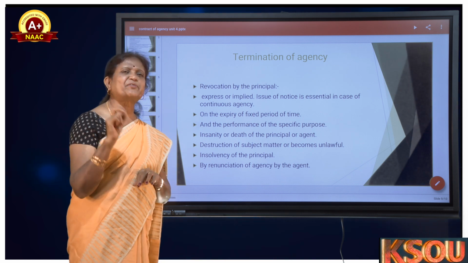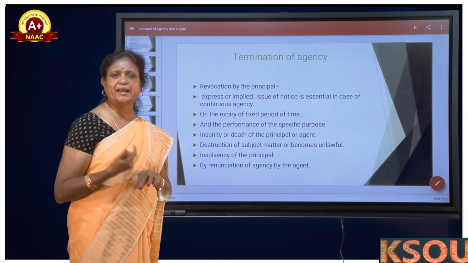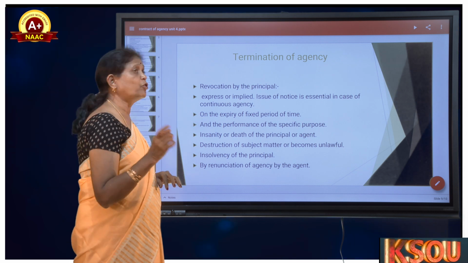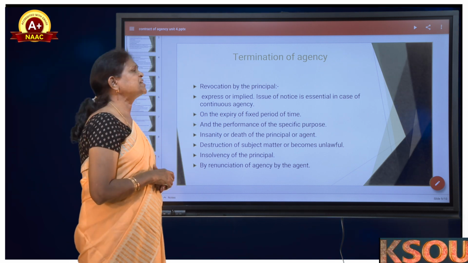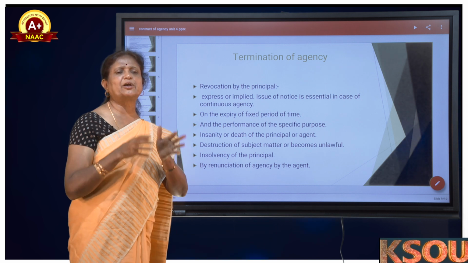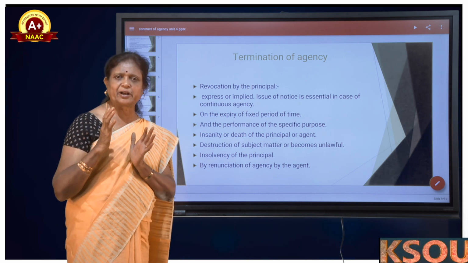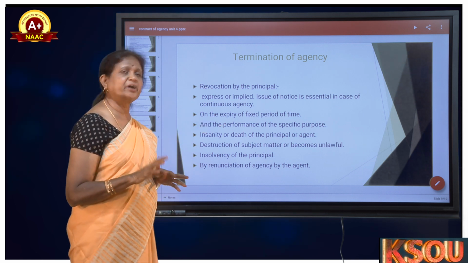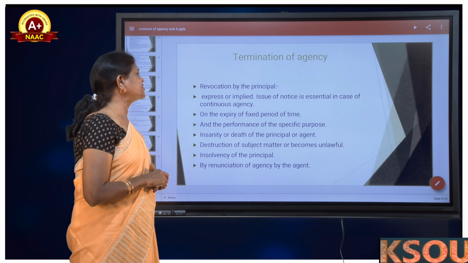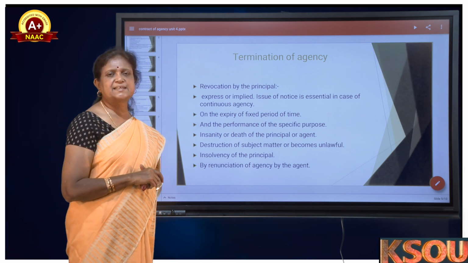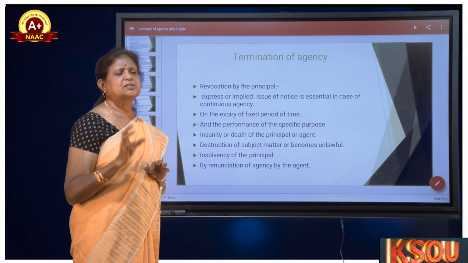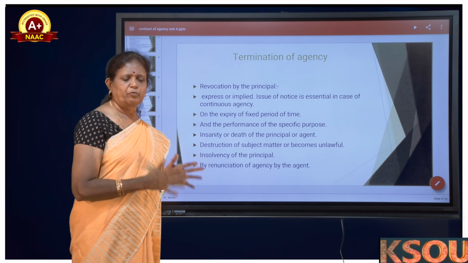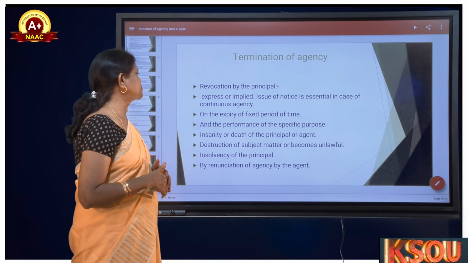Suppose it is an agency for one transaction, that agency cannot be revoked. But if it is a continuous agency, it can be revoked at any time. Fixed period: suppose the agent is appointed to do a particular transaction or a particular act, then after the completion of that transaction or act, the agency comes to an end. And the performance of a specified purpose: if an agency is created for a particular purpose, say only for selling a house or only for buying a house, once the purpose is served, the agency comes to an end.